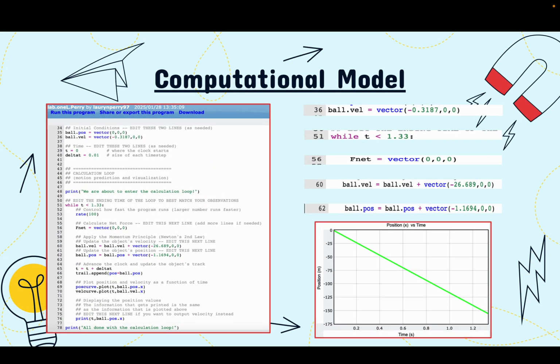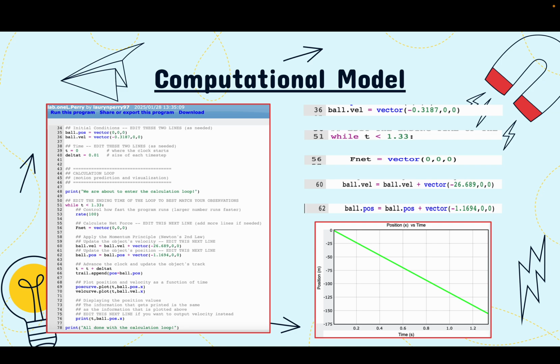I then constructed a computational model to accurately describe my observations based on Newton's second law, or simply the momentum principle. Starting out with the starter code, I made sure to run the code while t was less than 1.33 seconds, in other words, to accurately depict the marker's movement versus time. Because I am measuring the marker at constant velocity, I made sure to tweak the fnet vector to 0, 0, 0 newtons. Next, I updated the velocity as the slope on the position versus time graph.